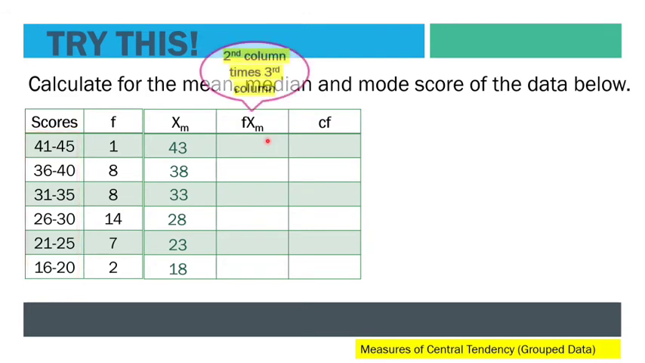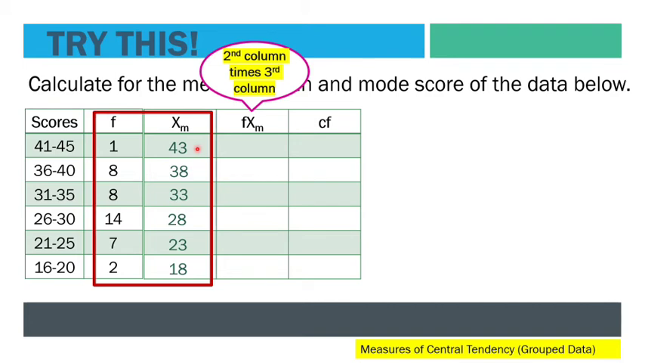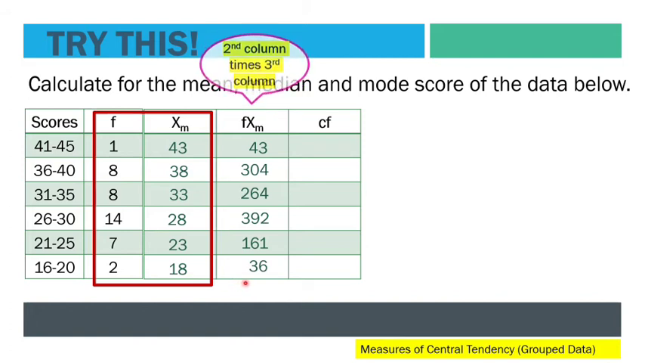So this time, we will multiply the second column by the third column. So that's 1 times 43. It will give us 43. 8 times 38 is equivalent to 304. 8 times 33, 264. 14 times 28 is 392. 7 and 23, that's 161. 2 times 18 is 36. And now we have completed this column.